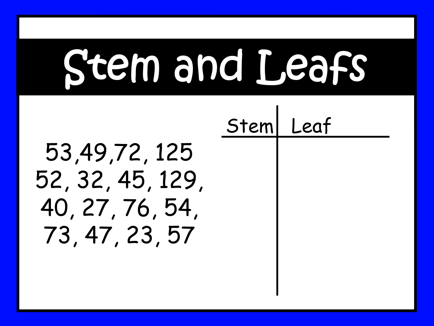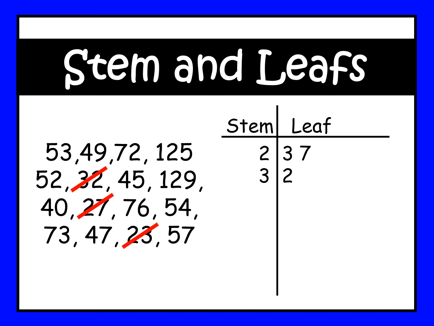So let me see, my smallest numbers here are in the 20s. So 27, 23. I think that's all the 20s I have. So I'm going to put those in my stem and leaf: 23 and 27. Do I have any 30s? No. 40s? I do. No, I do have 30s. I have a 32 there. So I'm going to put that in my stem and leaf.